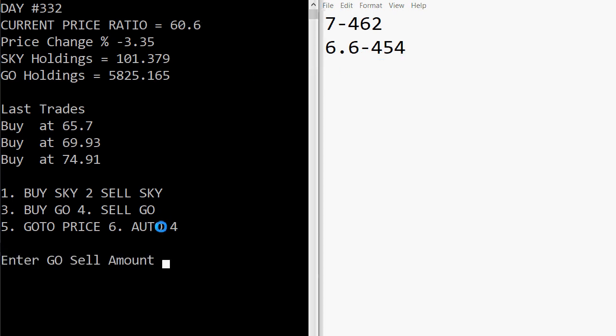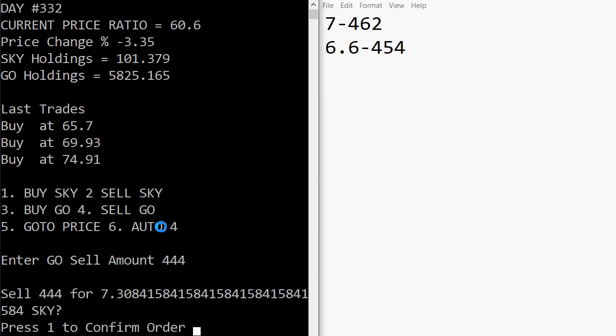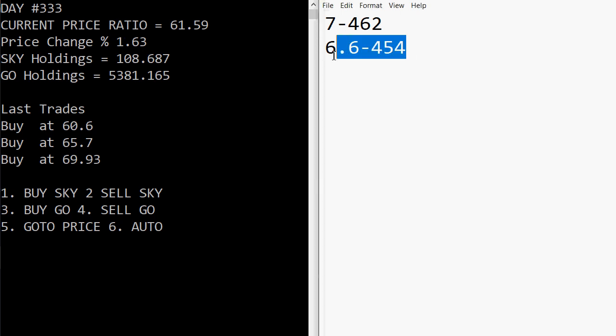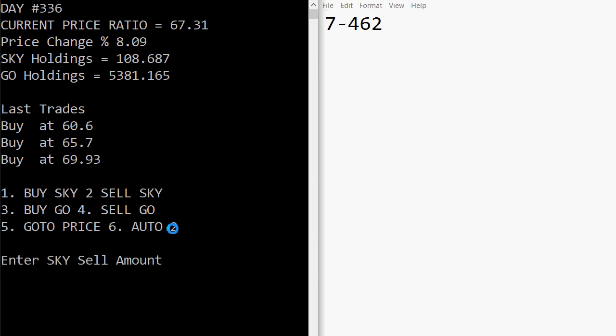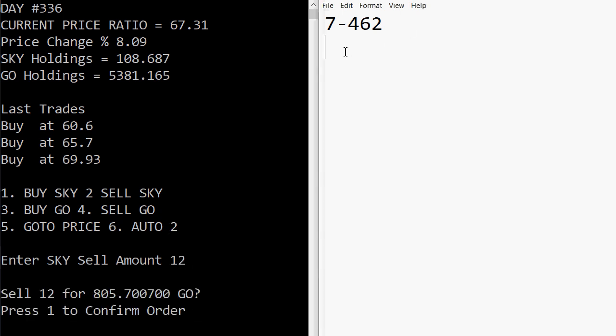Now it's down to 60, so let's just keep 10, and that's a good gain on the sky side. Only one left here. We can clear that out. 67. Maybe I want to play at 2 here. It is over 10. It's about 10%. 60.6 to 67.3. So if I go like 12, that's 6 per.